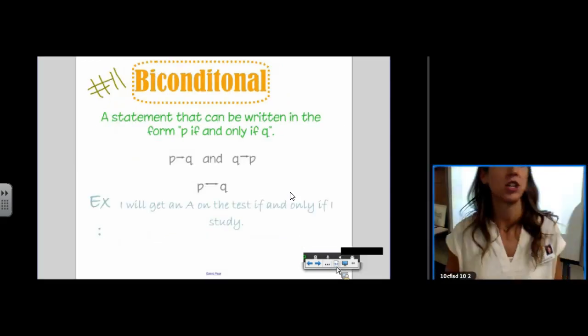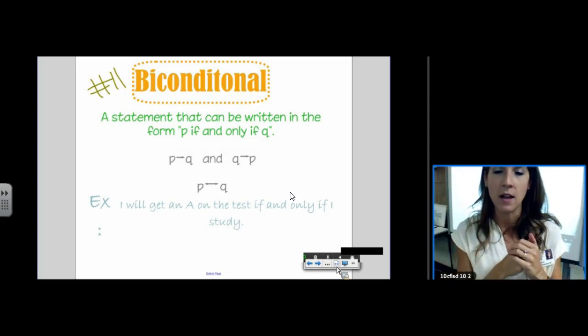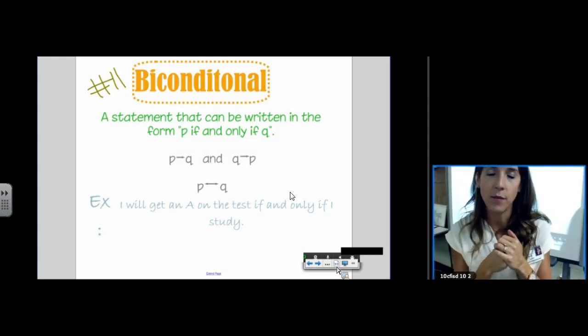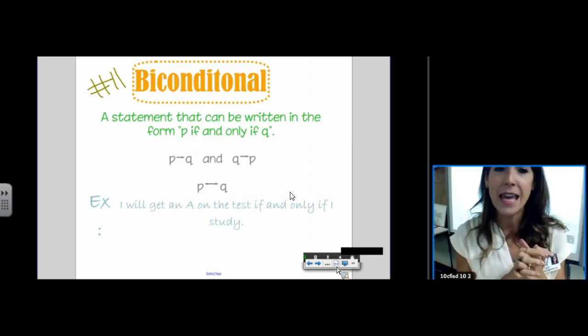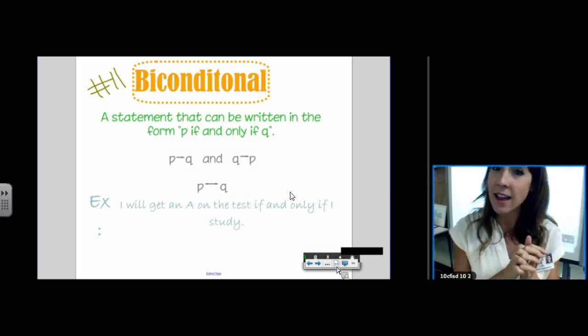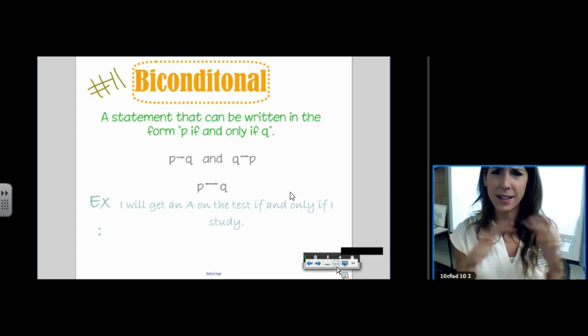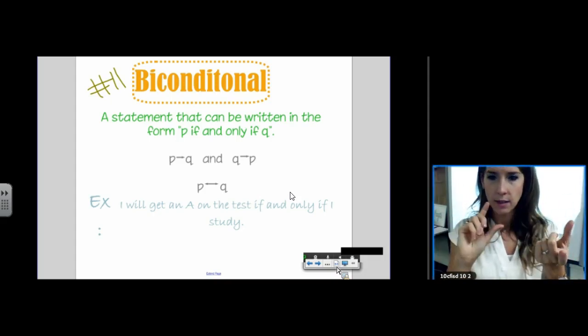A biconditional, last one. So it's the conditional, that was our first word, but we're putting the word bi in it. That's a statement that can be written in the form P if and only if Q. That's like saying, I eat pizza if and only if I'm hungry. I'm hungry if and only if I eat pizza. That's not a true statement, but that's what a biconditional is. So it's true whichever way you write it.